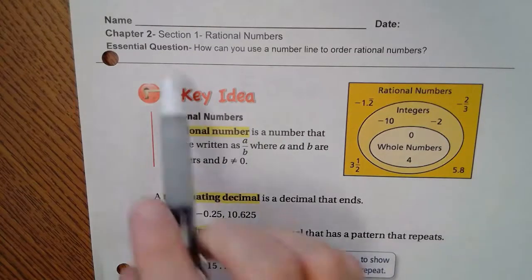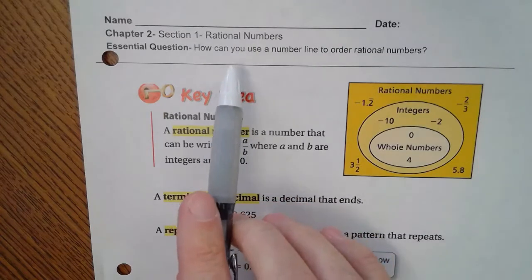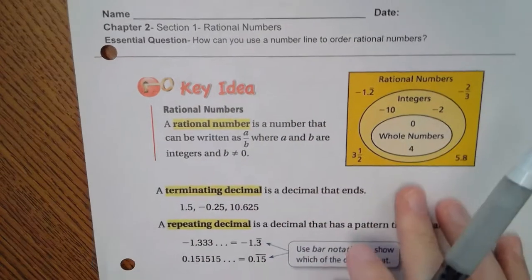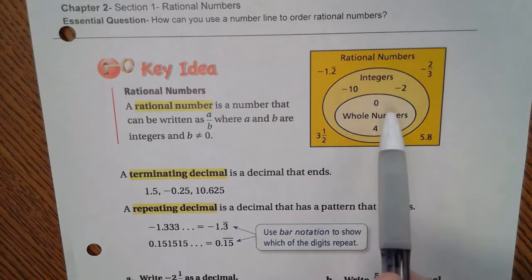Okay, so we are starting our new chapter, Chapter 2, Section 1, Rational Numbers. Our essential question is, how can you use a number line to order rational numbers? We have a couple of vocab words that I want you to be really familiar with. Our first one is a rational number. We're going to be using this chart a lot as well.